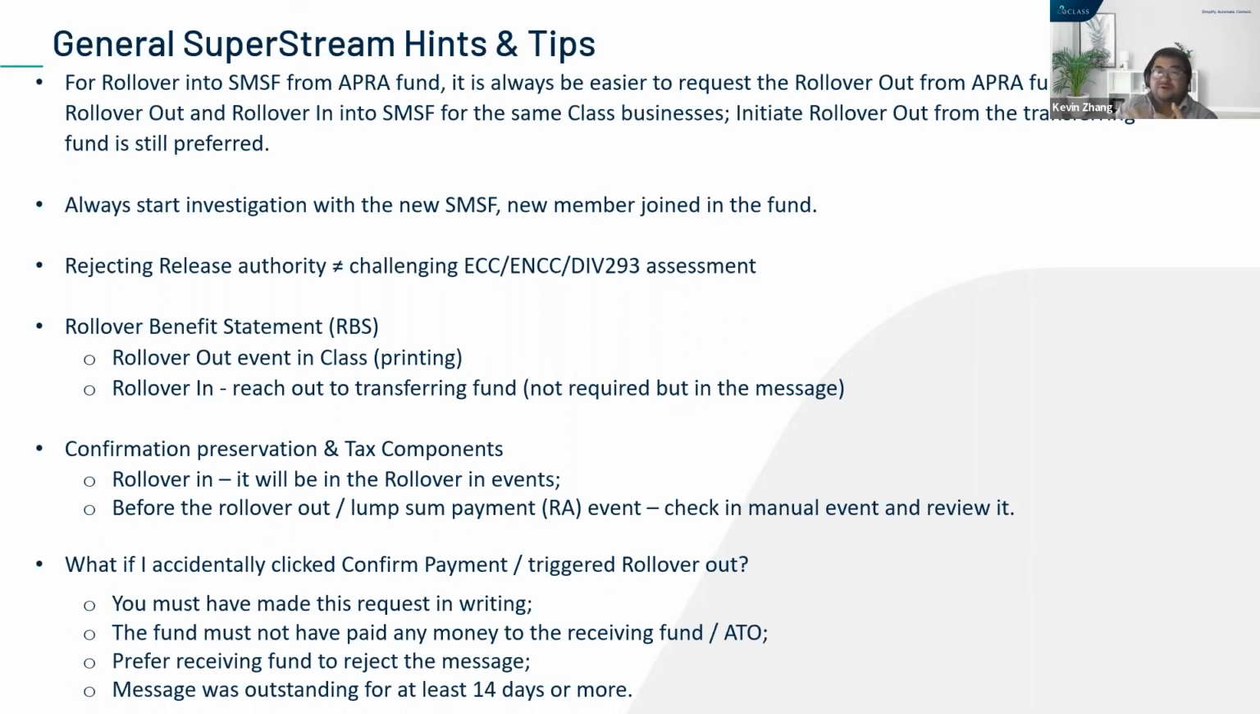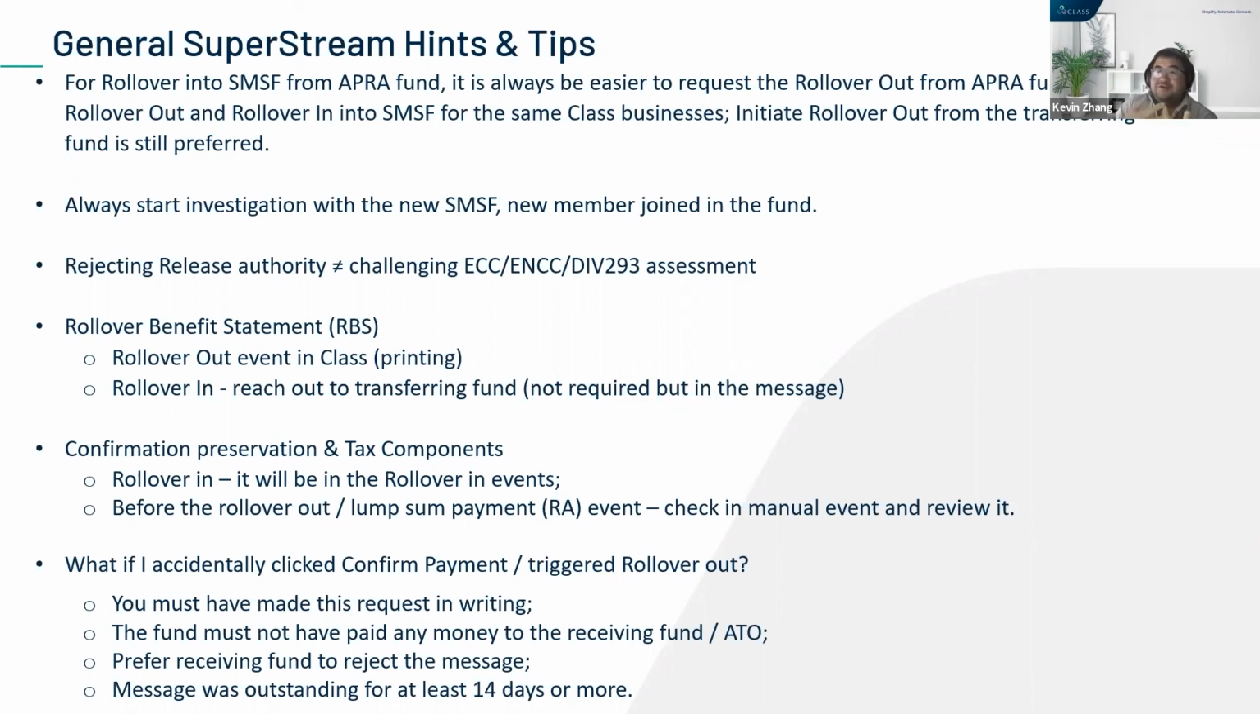And often it's because the fund details, ESA bank account has not been updated with ATO, and that's why you couldn't do the rollover, or the member details was not updated. Now, we often get a lot of questions about, oh, we got this release authority that's not actually issued correctly. Can we reject that, or can we make member payments? So rejecting release authority is not equivalent to challenging the assessment.